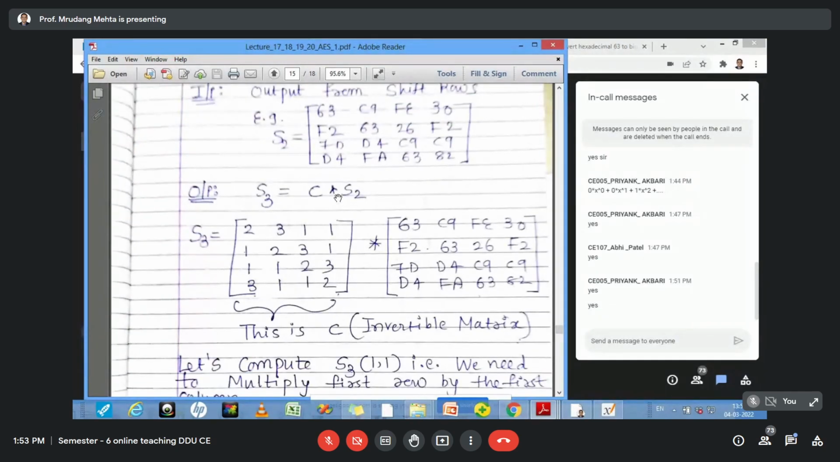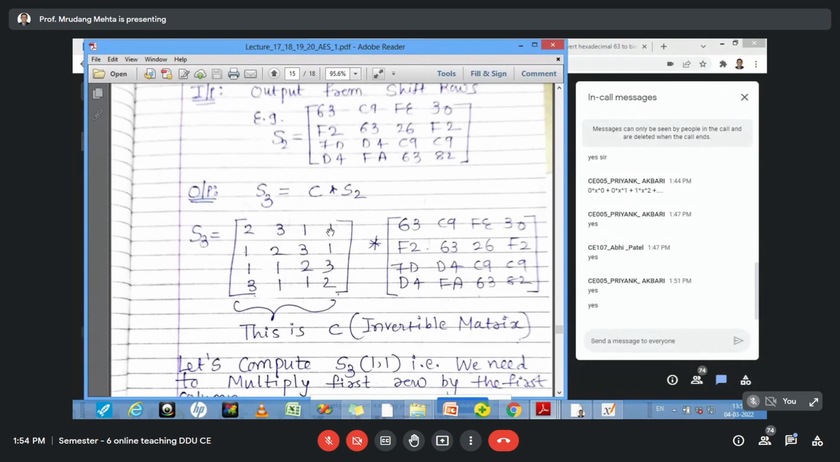To perform that, we have to multiply S2, that is our step 2's output, by C. So what is C? C is a 4 cross 4 matrix, and the transformed shifted byte matrix is this. S2 is the state after the shift operation. That results in multiplication by C. C is some constant matrix, but it has to be invertible. Remember that the C which you are using has to be invertible. So the invertible C is 2311. You have to remember only one row. The remaining rows are straightforward.